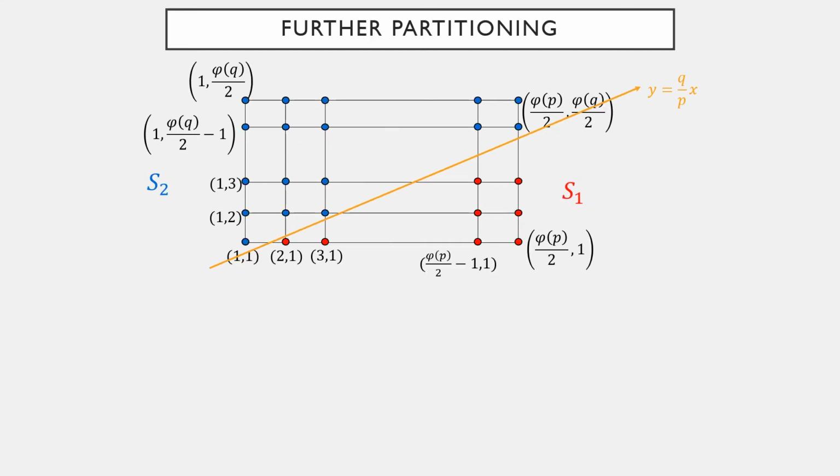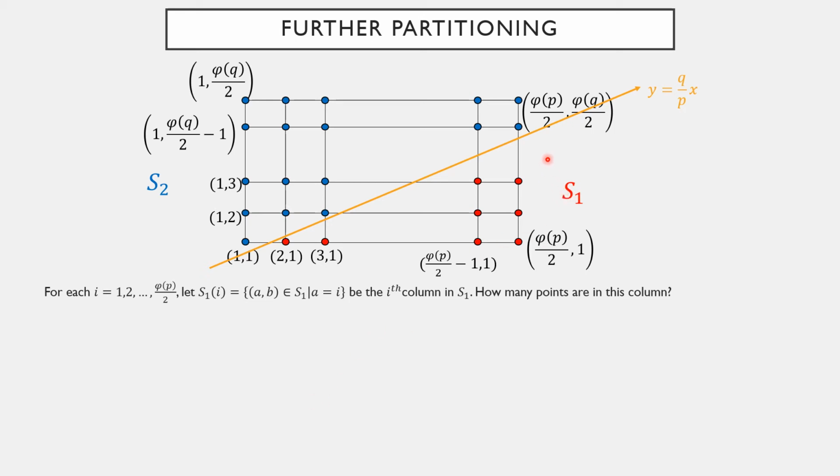All right, here we have our grid. X goes from 1 to phi of p over 2. Y goes from 1 to phi of q over 2. The line y equals q over p x misses all the points in the grid, so I partition it as S1 are the red points below the line, and S2 are the blue points above it. Notice, by the way, S1 is also to the right of the line, and S2 is to the left of it. Okay, so now let's look at S sub 1 in particular.